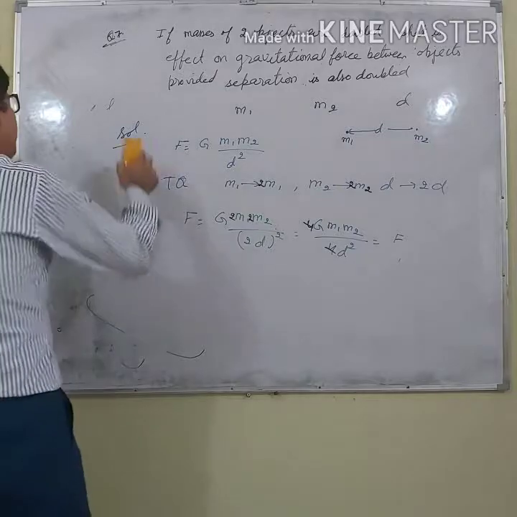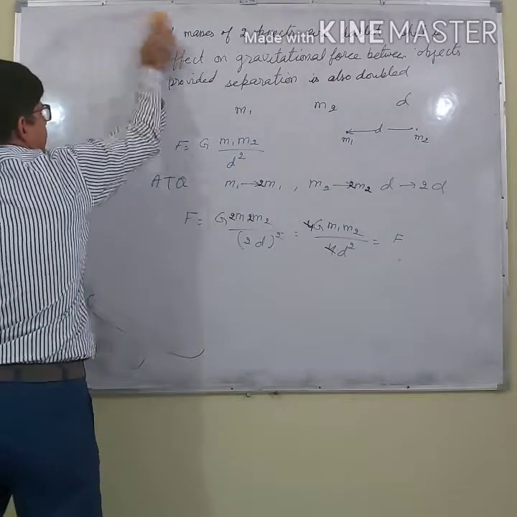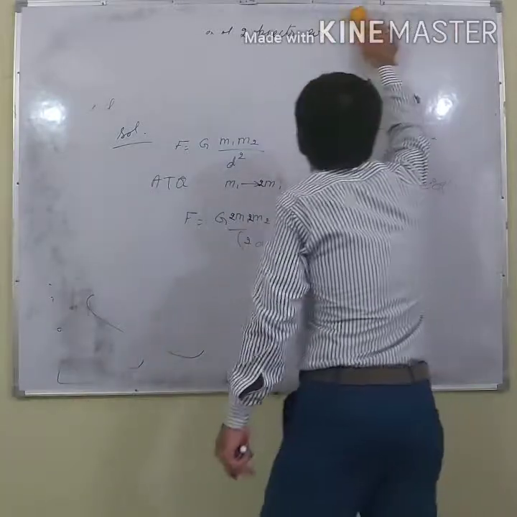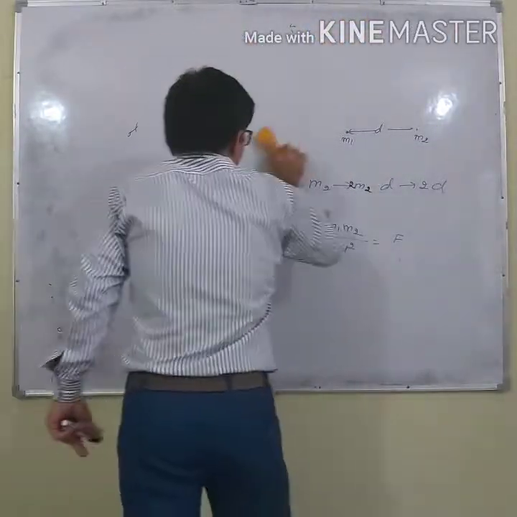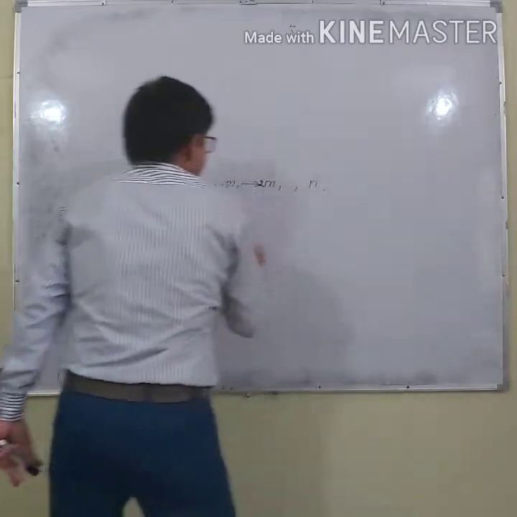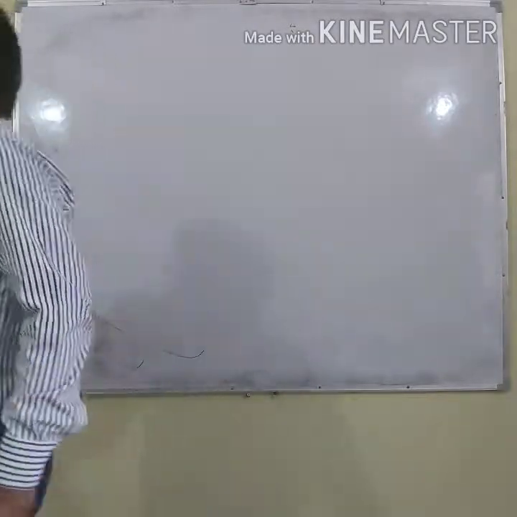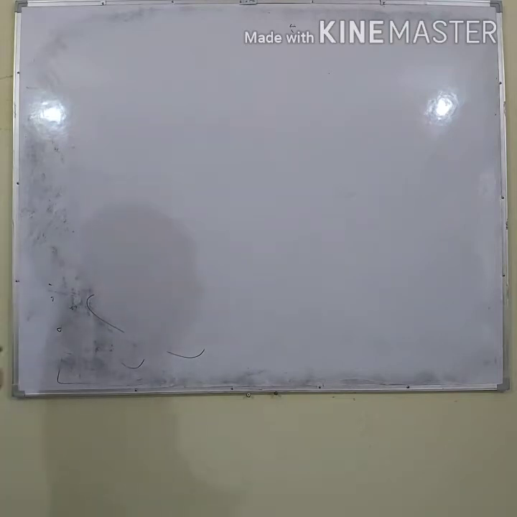In question number 8, I think these are very important. These are usually asked in the examination. What is the effect and why? You have to show the method. Now the next question is very simple.